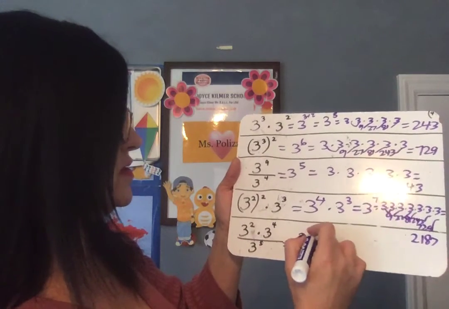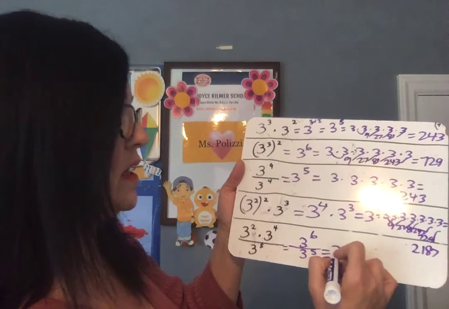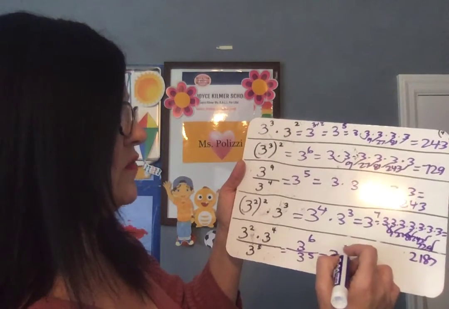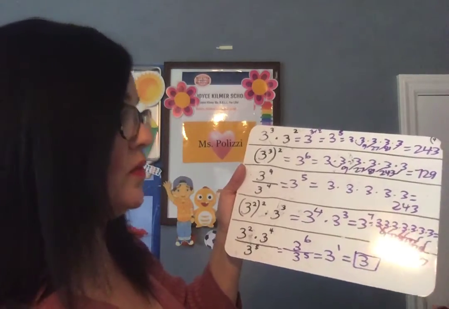Okay? This problem here we have on top, our numerator, 3 squared times 3 to the 4th power, 2 plus 4 is 6, over 3 to the 5th power. Since we're dividing, we're going to keep our base the same. 6 take away 5 is 1, and 3 to the 1st power is 3, okay?